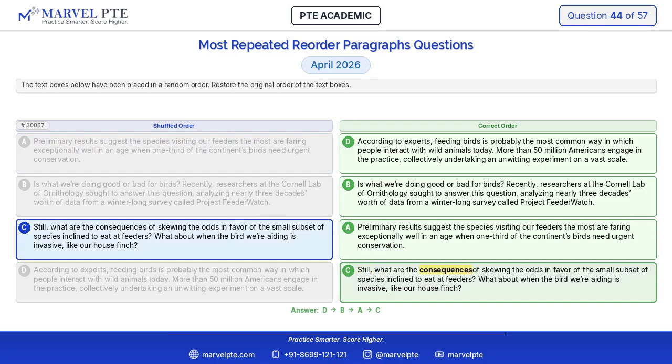Still, what are the consequences of skewing the odds in favor of the small subset of species inclined to eat at feeders? What about when the bird we're aiding is invasive, like our house finch?